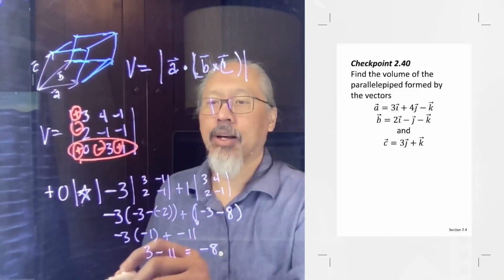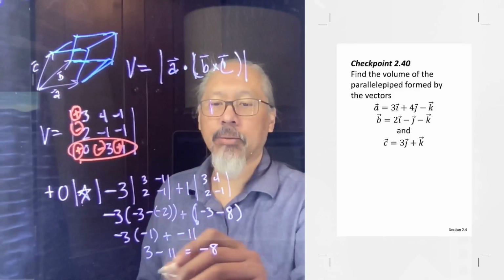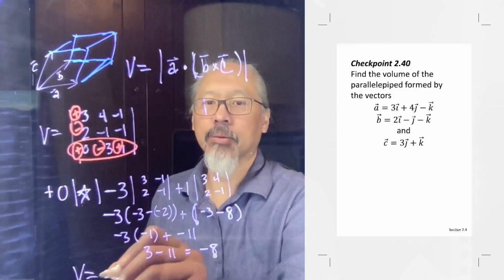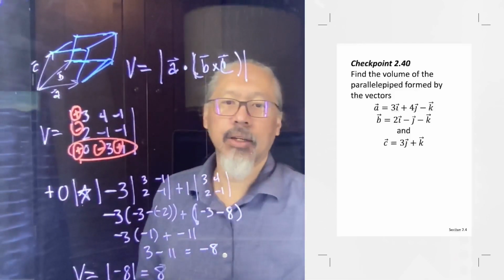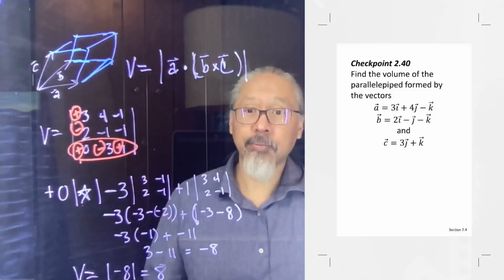But we want the absolute value of that. So let's take the absolute value of that. Volume is equal to the absolute value of -8, which gives us 8. Okay, I hope that helps.